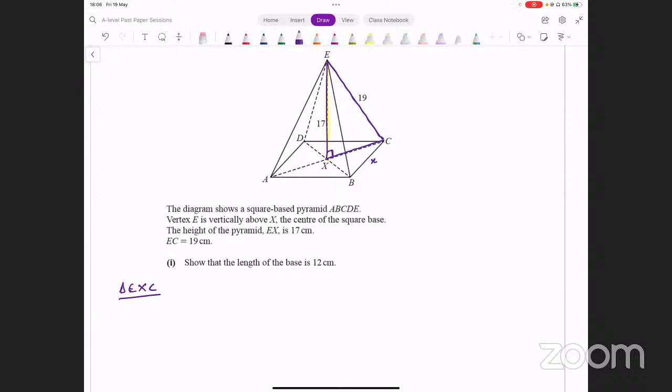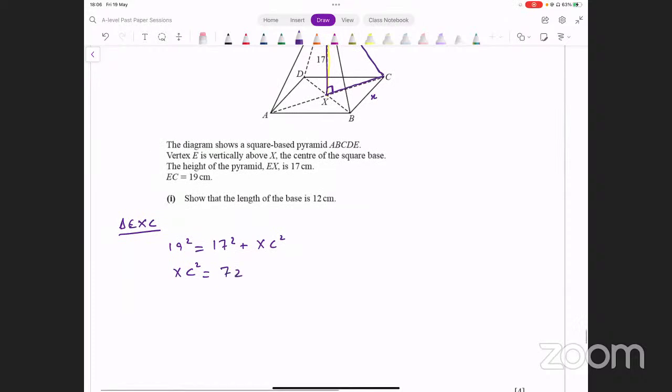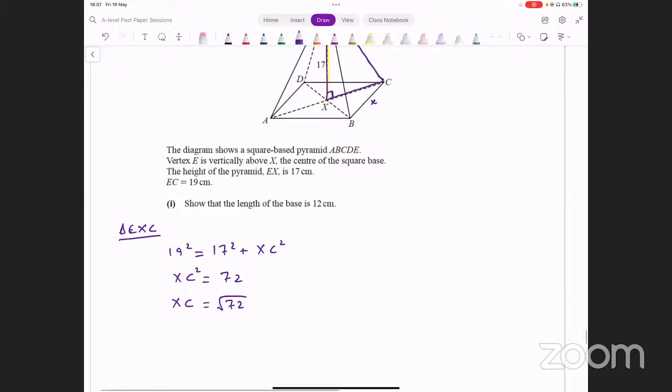How do you do that? 19 squared. हम Pythagoras use करें. 19 squared, that's hypotenuse का square is equal to 17 squared plus XC का square. And we can find the length of XC from this. XC square क्या आएगा पहले वो लिख लेते हैं. 19 squared minus 17 squared. That is 72. Okay, so XC therefore is square root of this. Let's keep it in exact form for now. Okay, ये final answer नहीं है, इसको इस तरह रहने देते हैं. Square root of 72. That's the length XC.